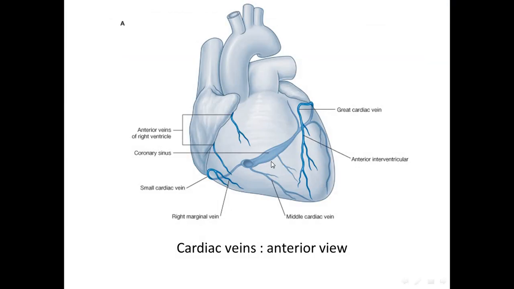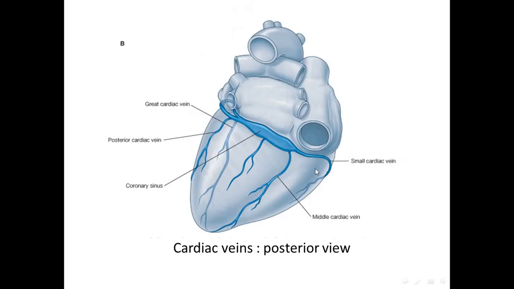So this is an illustration of the cardiac veins. This large structure is the coronary sinus. It's receiving the blood from the small cardiac vein, the middle cardiac vein, the great cardiac vein, and the posterior cardiac veins. This is an anterior view. This is a posterior view. So this is the coronary sinus, the small cardiac vein, the middle, and the great, this one, the longest one, and this is a posterior cardiac vein.